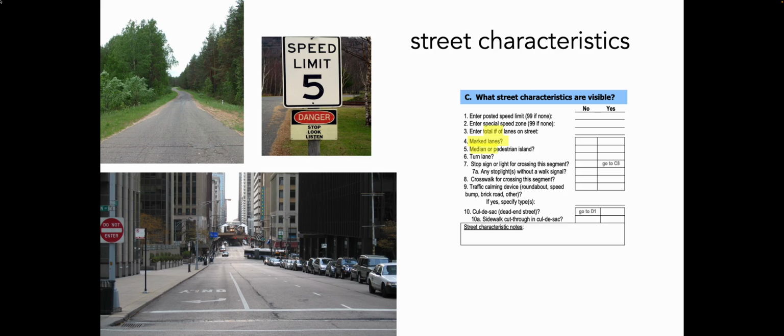Also, look for a median or a pedestrian island, which is a raised island or refuge for pedestrians between lanes of traffic. Pedestrians must be able to stand on this island, so do not count it if it's too narrow or too landscaped, preventing functional use. The ANC also asks the rater to observe stop signs, traffic lights, walk signals, and crosswalks.